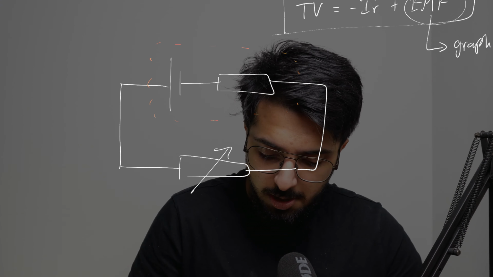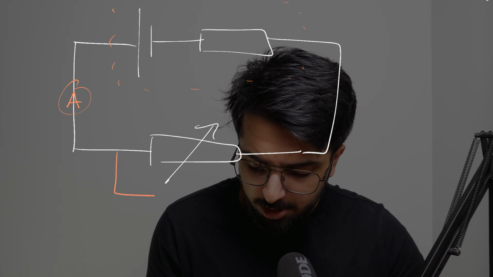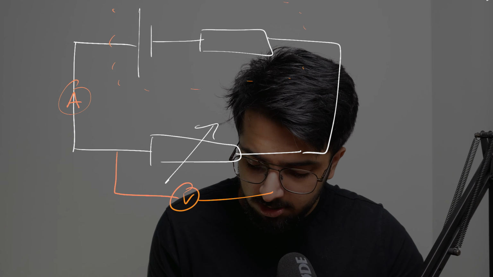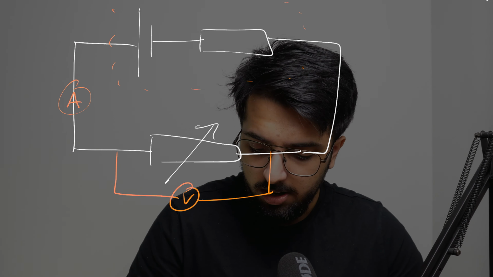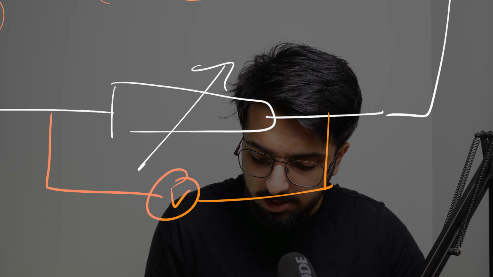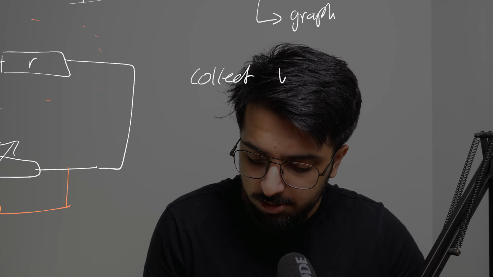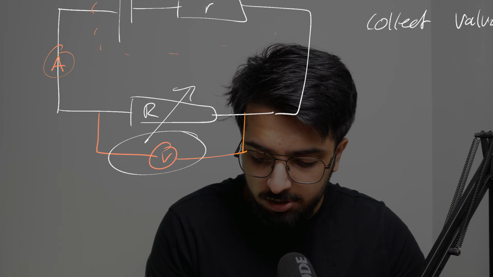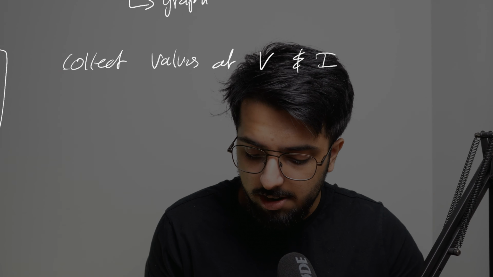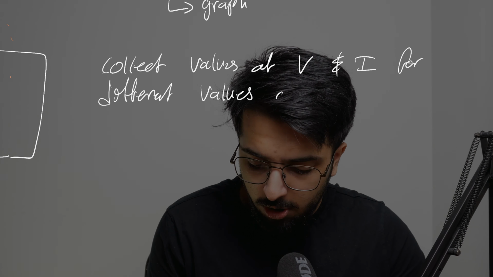And so let's chuck an ammeter into this circuit, and let's also measure the voltage across this resistor. Remember that this is equal to the terminal voltage, okay? All right, and remember, this is little r and this is big R, okay? And so what we want to do is collect values of our voltage. Remember, this is our terminal voltage and our current, okay? And remember, this is going to be the current measured by this ammeter for different values of R.